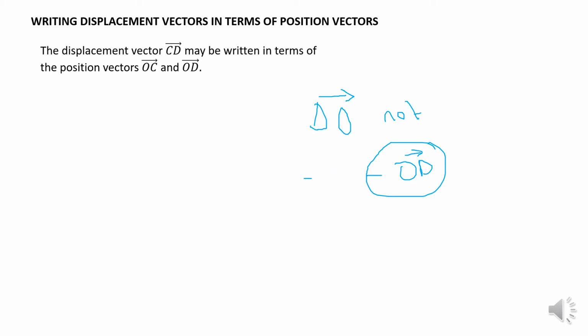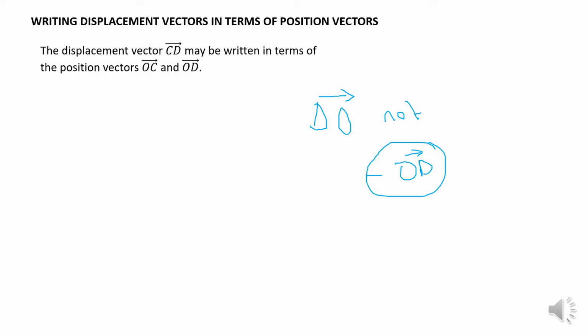So OD is a position vector. Something interesting happens when you want to write DO, for example, as a position vector. You swap them around, and then you have a negative now. Position vectors always start from the origin. They always have that O, for the origin.